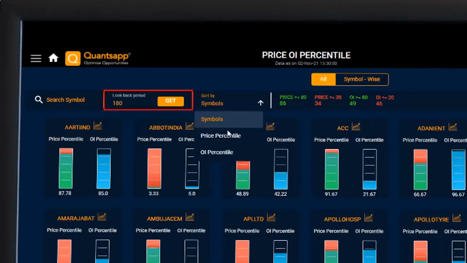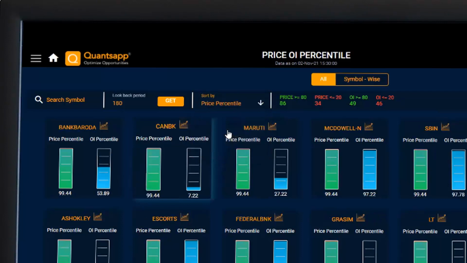Further, there is a sort by feature available beside it. The sort by functionality will help us identify instruments which are trading at the highest points of the last 180 days. So let's say I want to sort down the stocks which are trading at the highest price levels of the last 180 days.